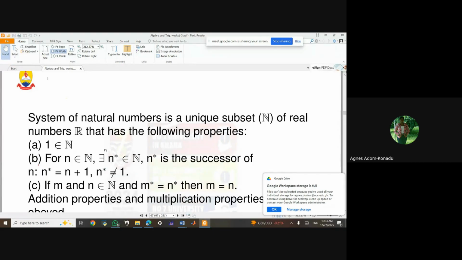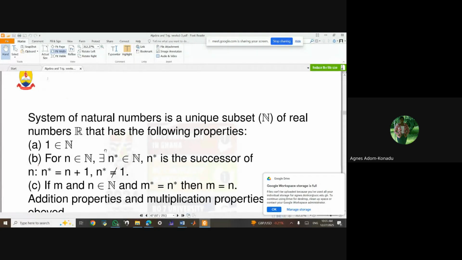So we are saying that 1 is a natural number. And for n, a small n in the big set N, that is a natural number, there exists a number called n star, which is also in N. We call n star the successor of n. The successor of n, n star, is written as n plus 1. We are saying that n star is not equal to 1, so n star can never be 1.